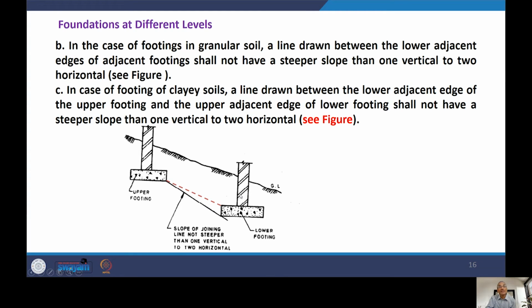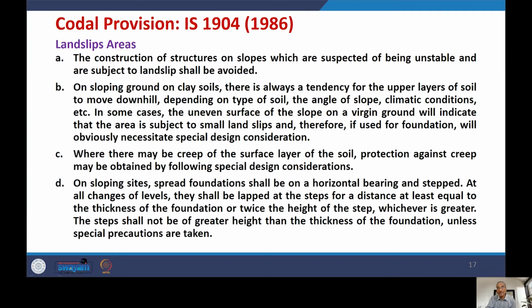Continue with this. Now there are landslip areas also in the hilly areas, and the Indian Standard Code prescribes some guidelines. And what are those? The construction of a structure on slopes which are suspected of being unstable and are subject to landslip shall be avoided. Number 1. On sloping ground on clay soils, there is always a tendency for the upper layers of soil to move downhill, depending on the angle of slope and climatic conditions. In some cases, the uneven surface on the virgin ground will indicate that the area is subjected to small landslip. Therefore, if used for foundation, it will obviously necessitate special design consideration.